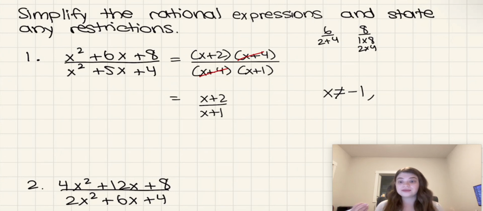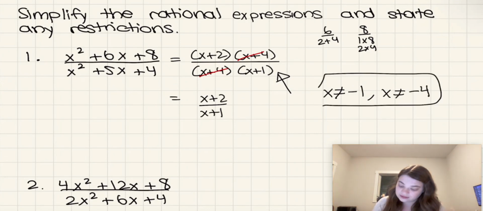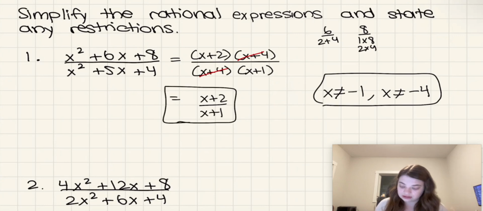denominator would be 0. But the key is we want to look at all denominators, not just the final answer one. We also must consider this denominator here in the previous step, where we have x plus 4 times x plus 1. Even though the x plus 4's cancel, we still need to consider x equaling -4 as a restriction. x still can't equal -4, even though technically it could in our final answer. It couldn't in our original expression, and we're always doing the original expression. And so there we go. Here's our final answer, and then x can't equal -1 or -4 would be the exclusions here, or restrictions.